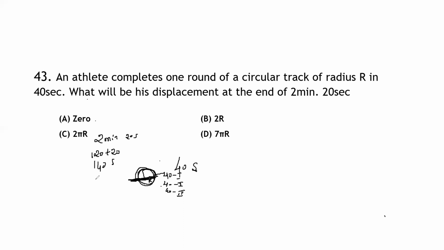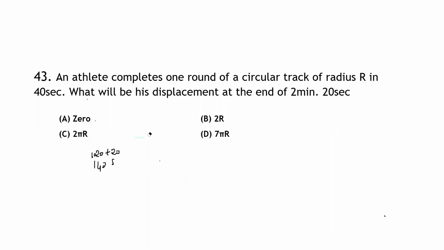Therefore, what will be the displacement after 2 minute 20 second? It is not 0. Why? Because if it is 2 minutes, then definitely it is 0, but it is 2 minute 20 second, which means either option B, C, D. See here, the radius is given as r, so the diameter will be how much? The diameter will be 2r. Therefore, the correct option is option B. 2r is the answer.